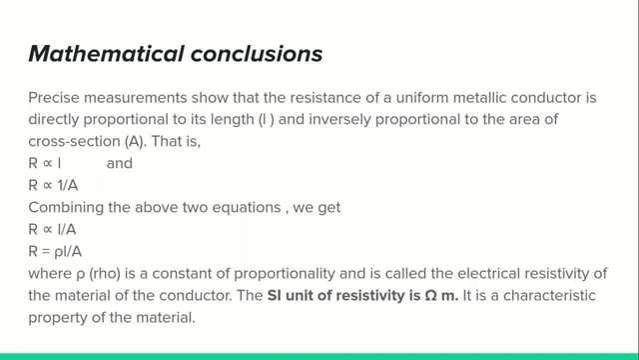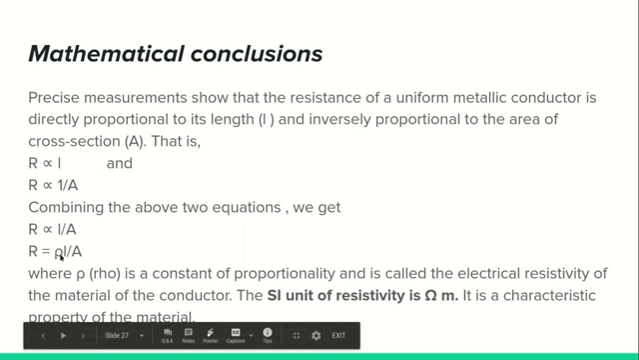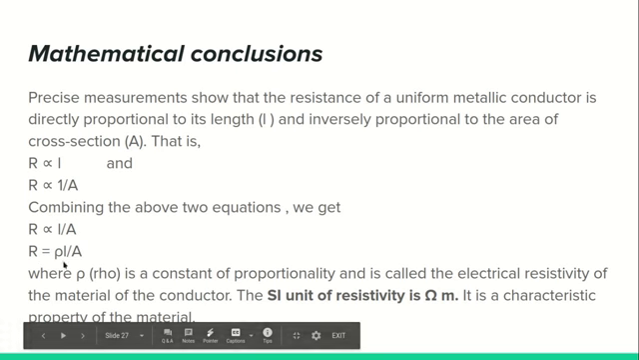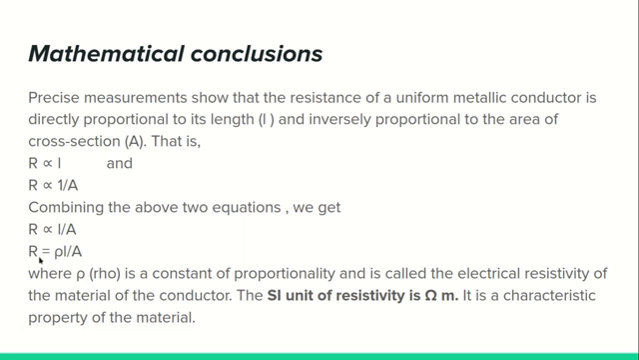Now, how you get ohm meter is, if you rearrange R equals rho L by A such that rho becomes equal to, this L by A moves to the left side, so you will get RA by L. And if you write the unit of each of these, that is resistance ohm, area meter square, length meter, and you simplify it, you will get rho as actually ohm meter.